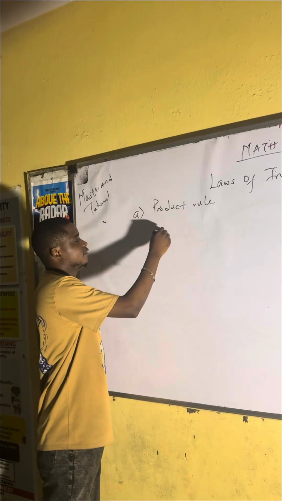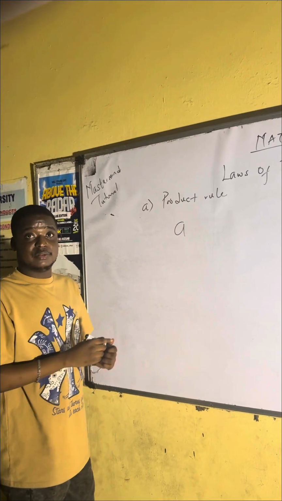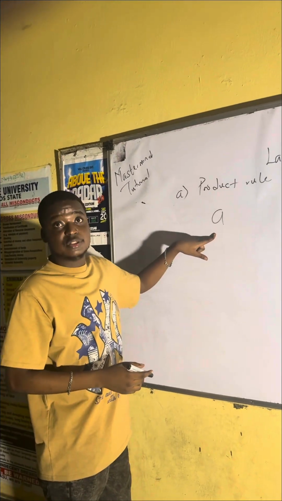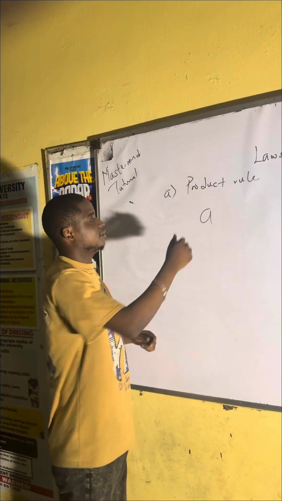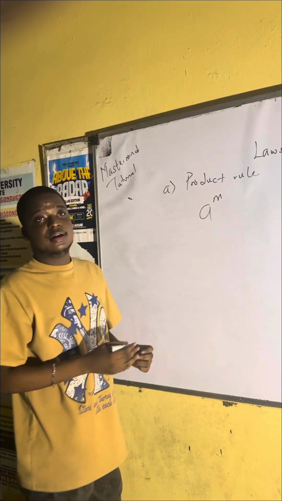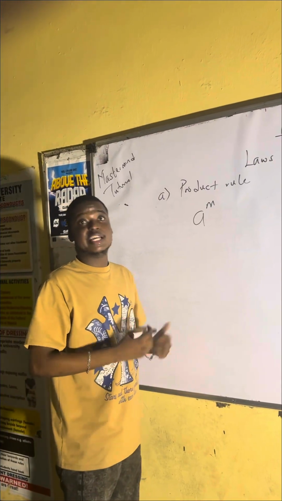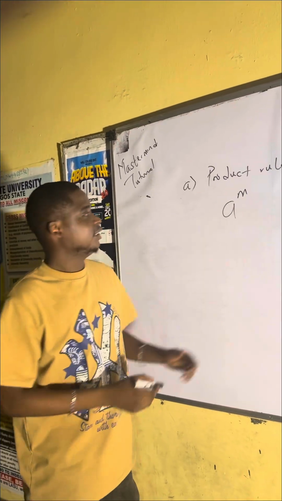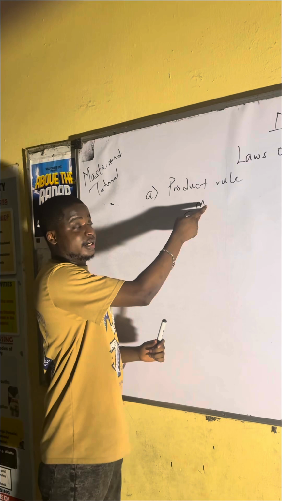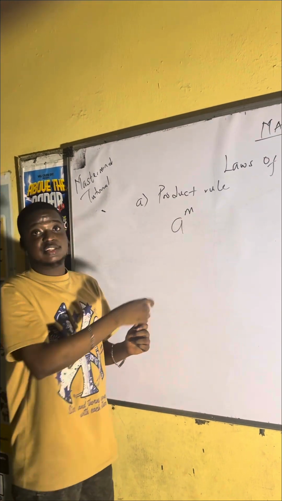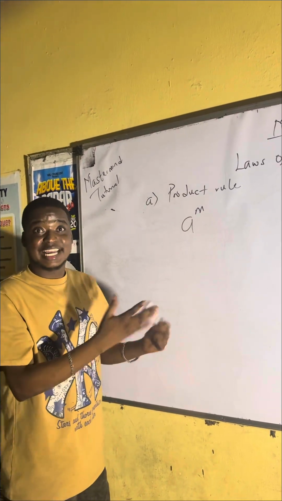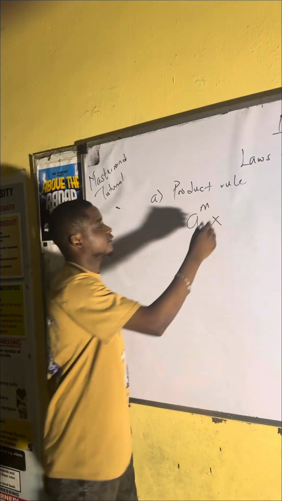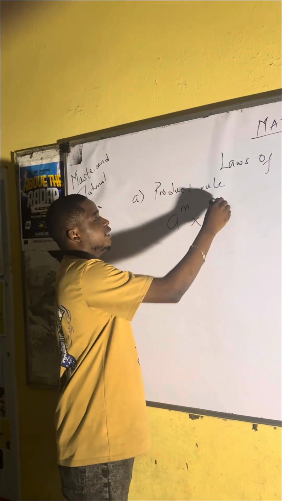Now it's as simple as this. By the way, the alphabet or the number that is below is called the base, and the power is called the exponent. That's the value on top of the base. Now if you have a raised to the power m, product in mathematics has to do with multiplication, that's times, as we call it here in Nigeria, times a raised to the power n.